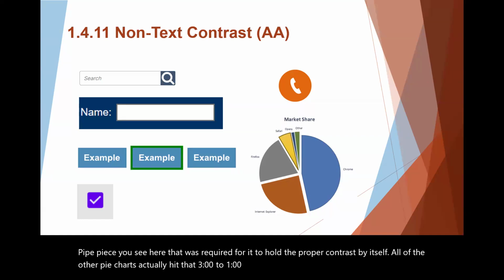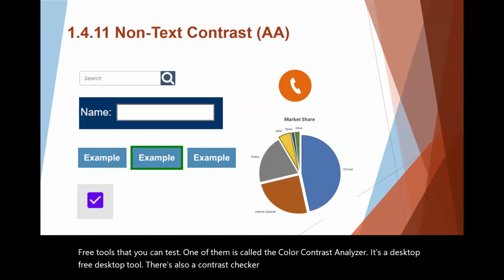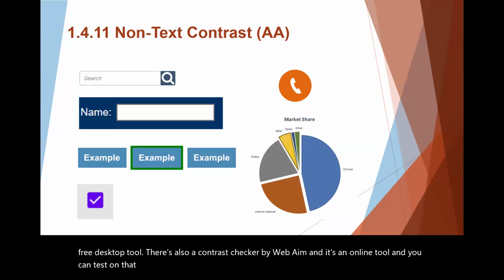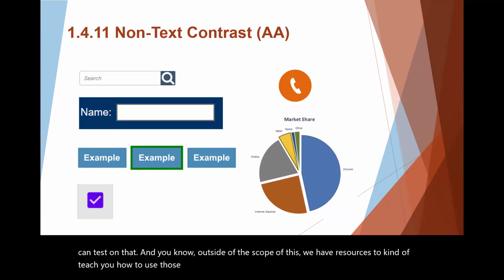At the end, we'll have some links to free tools that you can test. One of them is called the Color Contrast Analyzer. It's a free desktop tool. There's also a contrast checker by WebAIM, which is an online tool. And outside the scope of this, we have resources to teach you how to use those tools on the Missouri Assistive Tech ICT accessibility site.